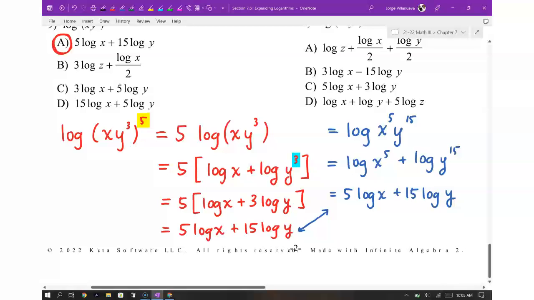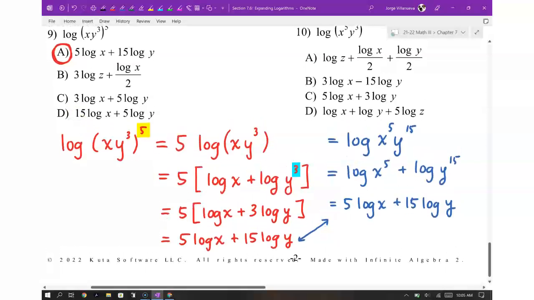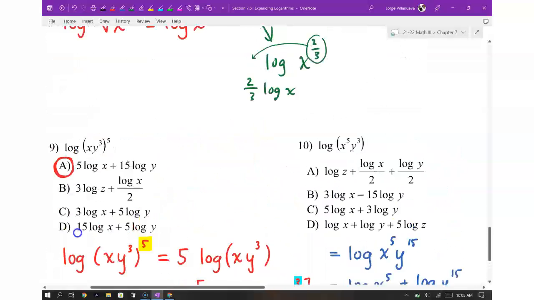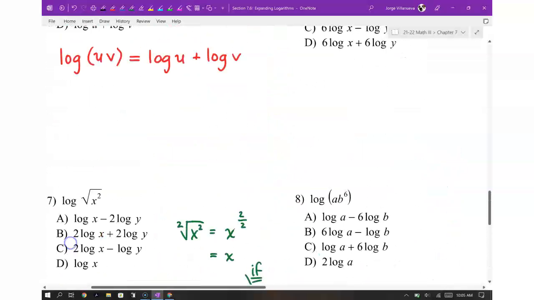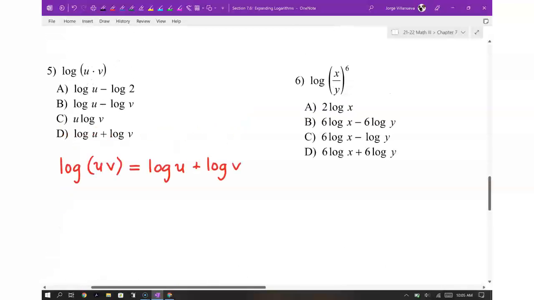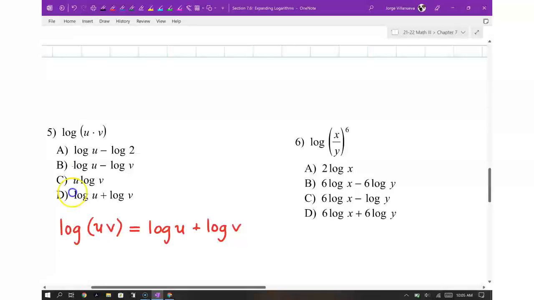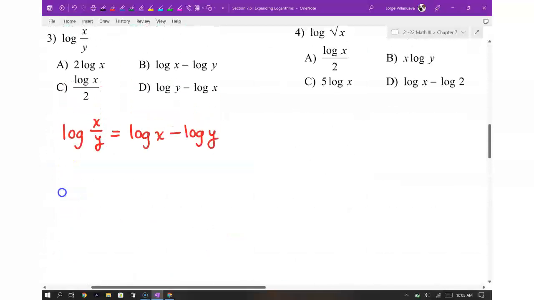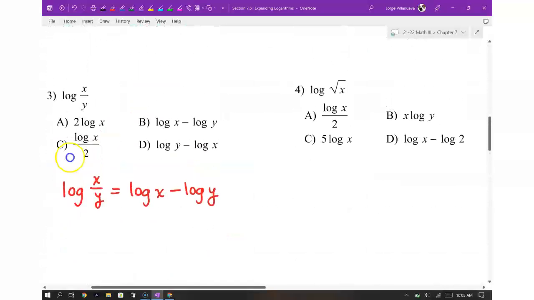You guys have any questions on 1, 3, 5, 7, or 9? Again, 9 was probably the toughest one. I think 6 is one of those that's kind of tough. It's not too bad, but it's one of those where you have to decide, should I move the 6 to the front first? Or should I give the 6 to the X and the Y first? You get to choose. Both ways are correct, but you pick which way you think might be easier for you. But most of these are pretty quick. It just requires you to use your property. Once you use the property, you're pretty much done.